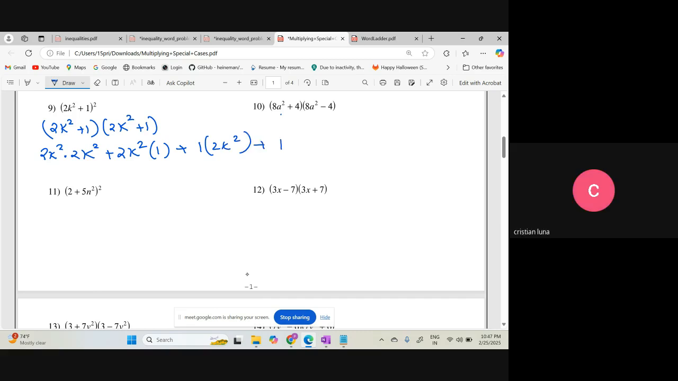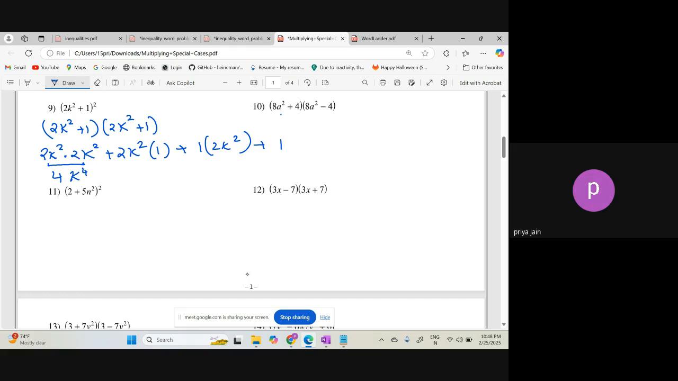Over here, what you would do is multiply number times number. So 2 times 2 is 4. Then k squared times k squared, so what you do is add the powers. It's going to be k to the 4. And then plus 2k squared. Do you have to add the numerators as well? No, no. They're being multiplied, right?